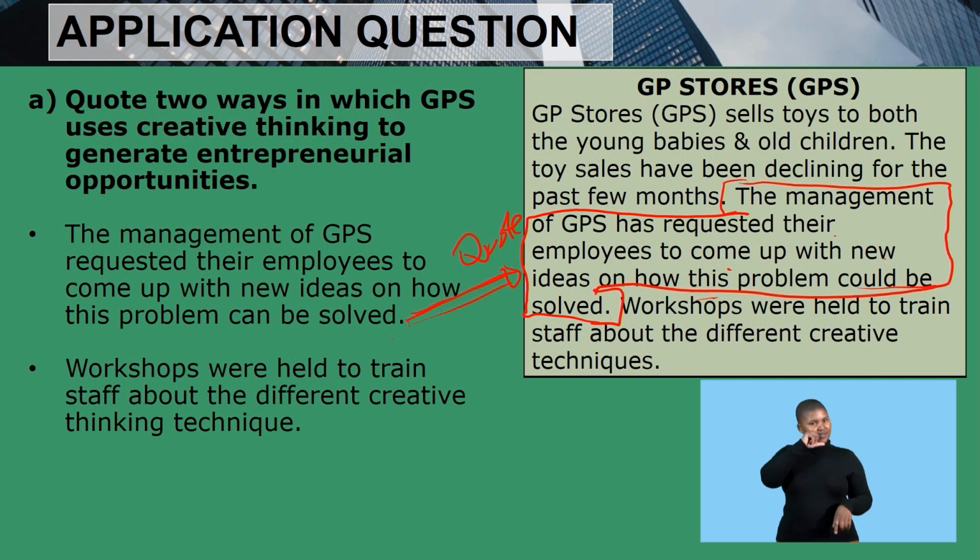Right, but remember the question said quote 2 ways. So this is the first way. The second way: workshops were held to train staff about the different creative thinking techniques. So here is the second one. It ends here. This is the second quotation. Do you understand? Can you see how easy it is? The minute you see the word quote, just know the answer comes from the scenario. It does not come anywhere else but from the scenario. Therefore, it means you have to answer it as is according to the scenario. All right, I'm going to move on to the next question.